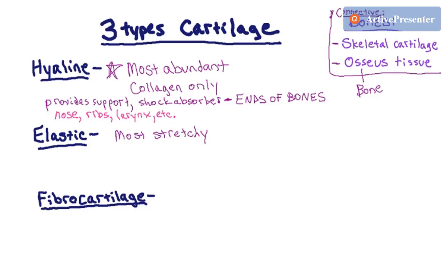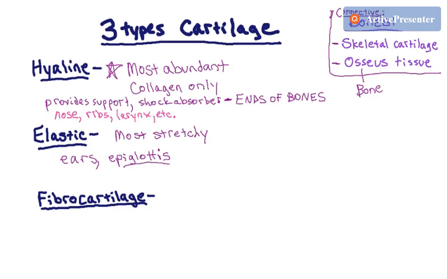Because obviously the name, elastic. And the elastic is found in your ears and your epiglottis, which is this little piece of tissue back in your throat that folds over your windpipe, so when you're eating and chewing and swallowing, the food doesn't go down the wrong pipe and get into your lungs. It goes down through your esophagus and into your stomach.